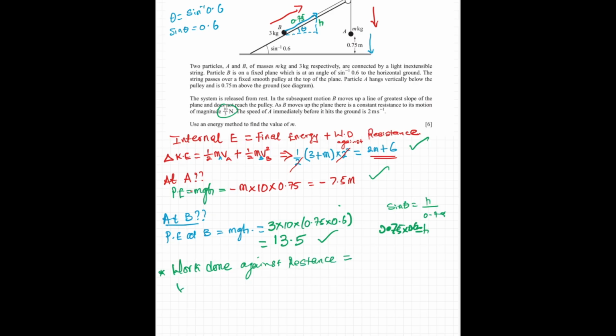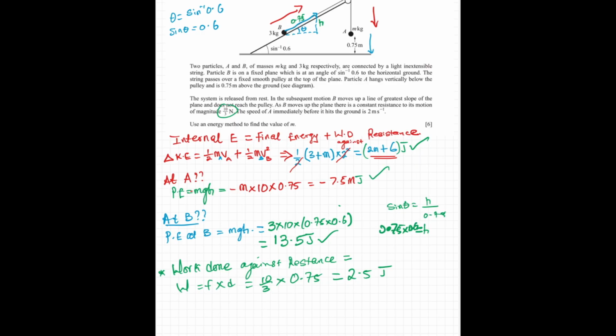Work is obviously force times distance, right? They told me the force is 10 over 3 times the distance moved. Can you tell me the distance moved? The distance moved is 0.75. So 10 over 3 times 0.75 gives me 2.5. Remember, whatever I'm finding, they are all in joules.